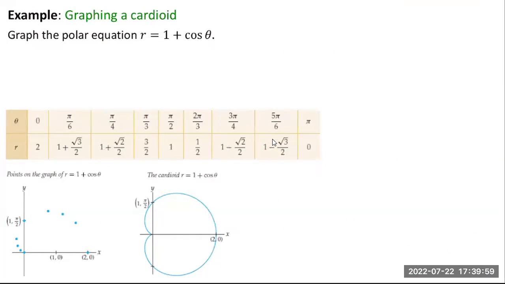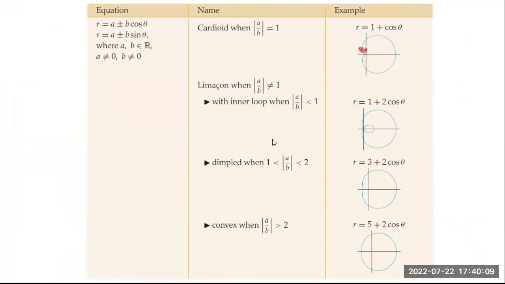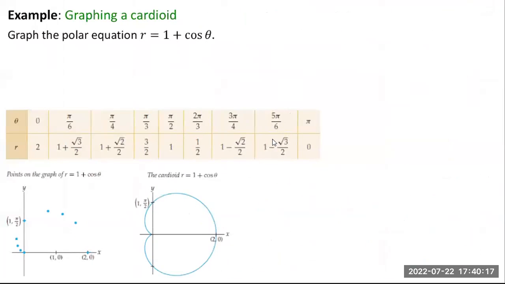Next, I want to go over this example. Graph the polar equation r is equal to 1 plus cosine theta. Remember from the table, the shape of that was like this. But let's see how to draw it actually, by creating a value table. Here is what I'm going to do. Notice that this is a periodic function with period 2 pi.